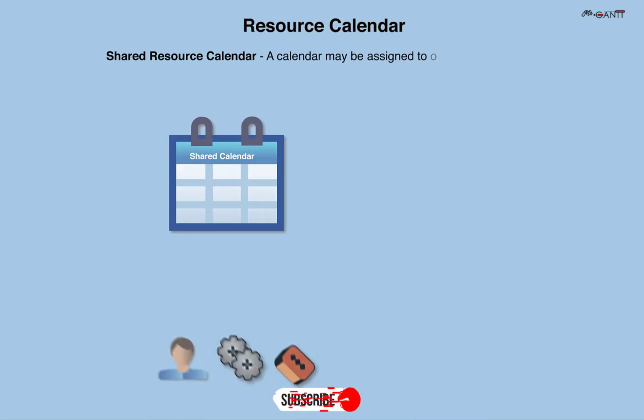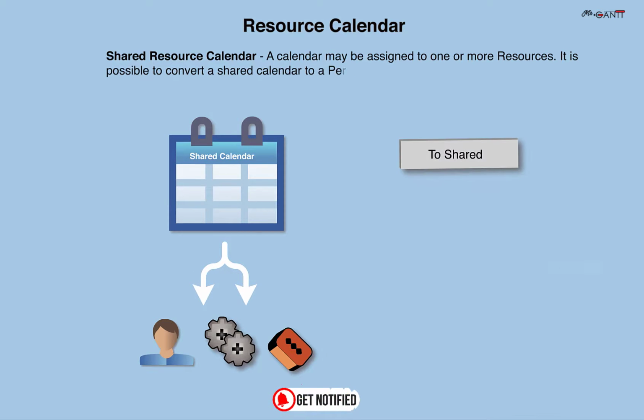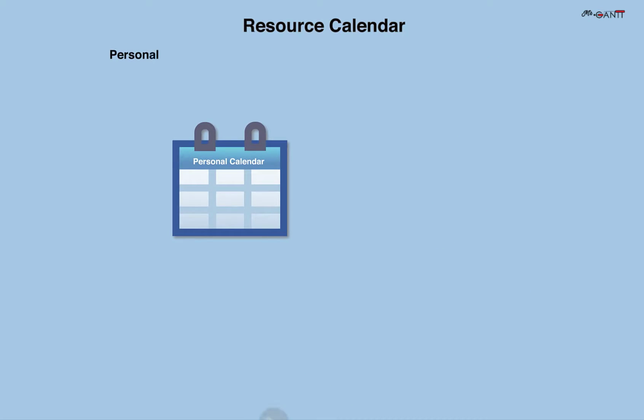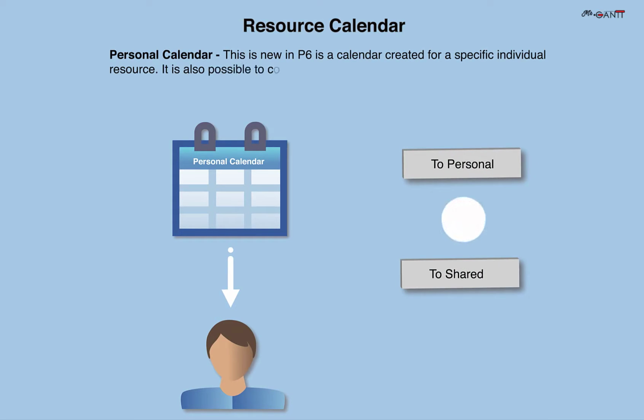There are 2 types of resource calendar. Shared resource calendar. A calendar may be assigned to 1 or more resources. It is possible to convert a shared calendar to a personal calendar. Personal calendar. This is new in P6, is a calendar created for a specific individual resource. It is also possible to convert the personal calendar into a shared calendar.